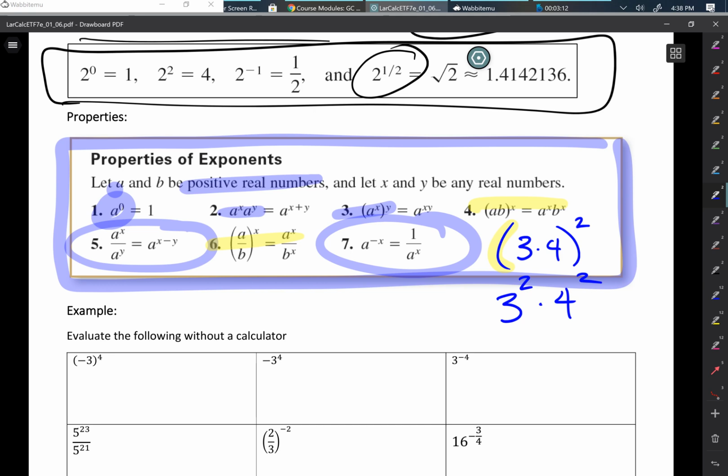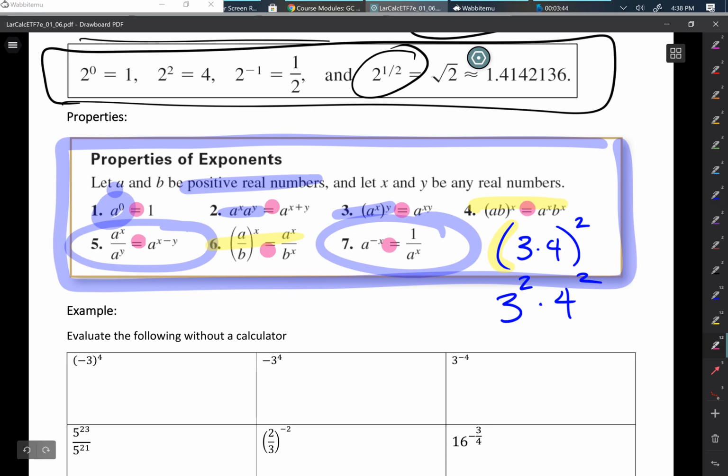Now you might be looking at this and wondering, why would I do that? Why wouldn't I just do 3 times 4 is 12 and square 12? Well, that's probably what you would do. But the thing that you want to remember is, since every single one of these properties is written with an equals sign, they work from left to right and they also work from right to left. Meaning if you had something on the right-hand side and you wanted to simplify it down to the left-hand side, for whatever purpose, you could.